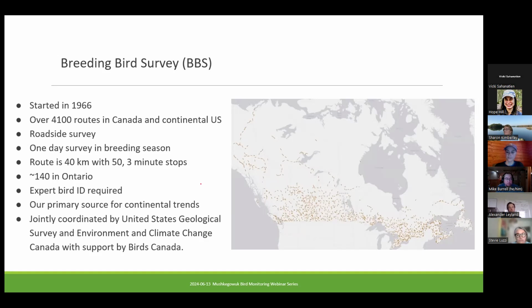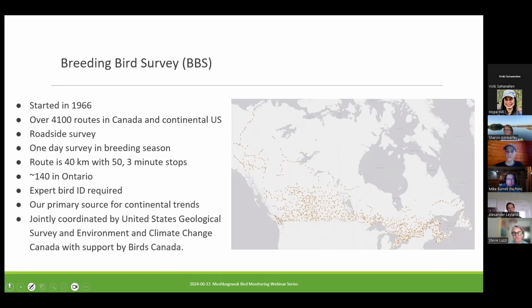And each of those 50 stops is 3 minutes long. It's a 3-minute point count, so a stationary stop where you record all the birds you can see or hear. That really needs to be done by somebody who's an expert in bird identification. They need to know all the birds by sight and sound.